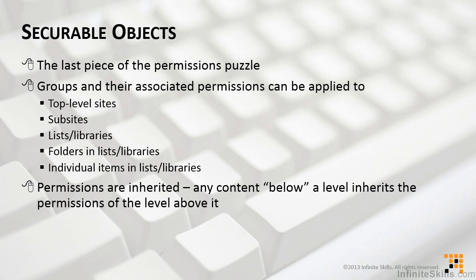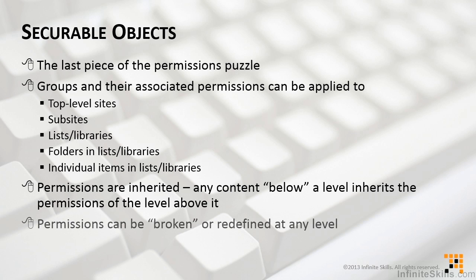Permissions are inherited, so any content below a certain level inherits the permissions of the level above it. A very simple example is, if I said at my top level site, everybody in my organization had full control, then everybody in the organization would have full control from the top level site through all of its subsites, all of its lists and libraries, all of the folders in those lists and libraries, all the way down to all of the individual items in those lists and libraries. The permission that's applied at the very top would filter all the way down. That is, unless you break permissions.